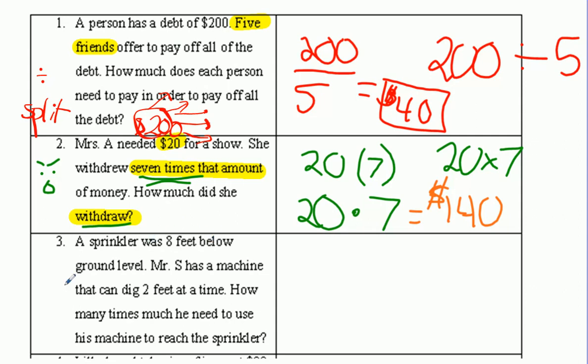The sprinkler was 8 feet below the ground. Alright, so here's my ground, and my sprinkler is somehow down here. Here's my sprinkler. Way down here. 8 feet down. And Mr. S is up here, and he's trying to dig. I'm going to draw kind of like a shovel. There we go. So he's got this machine that can dig. He's going to dig 2 feet at a time. And I want to know, how many times will it take him to get down to the sprinkler?